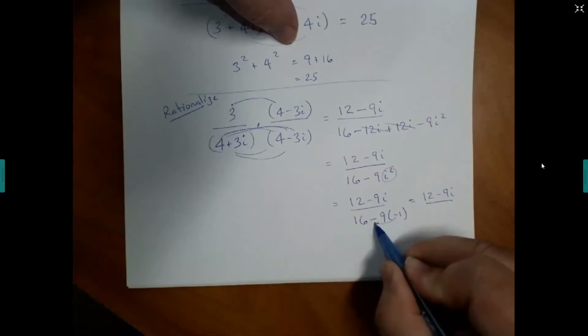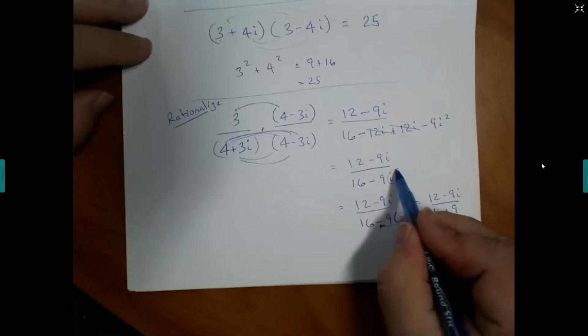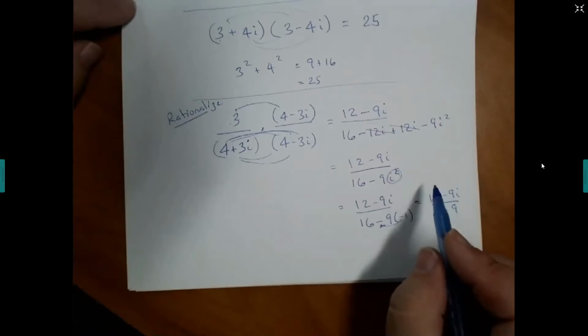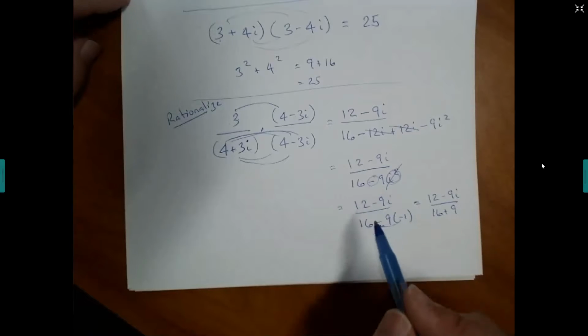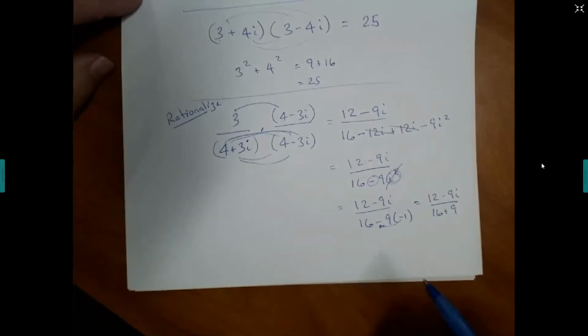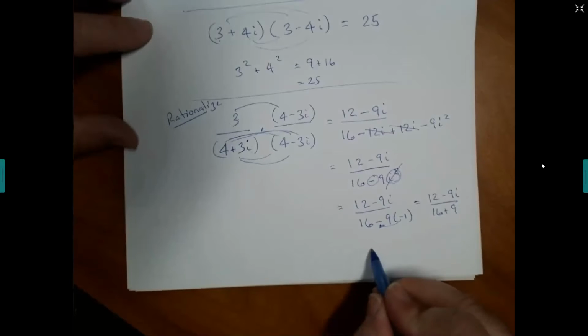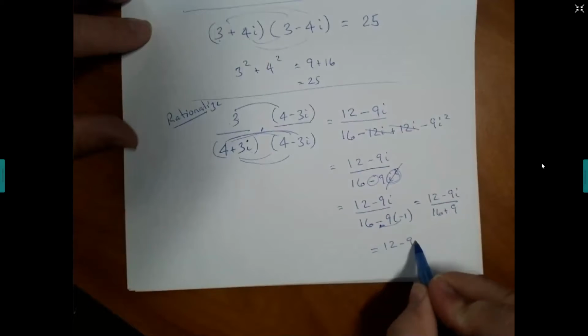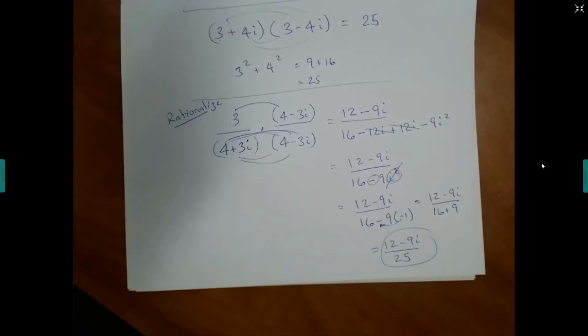So basically, whenever you see an I squared, the rule of thumb is this. When you have an I squared, just drop the I squared and change the sign in front of its coefficient. That's all. It'll save you from changing -1 and everything else. And there's your answer.